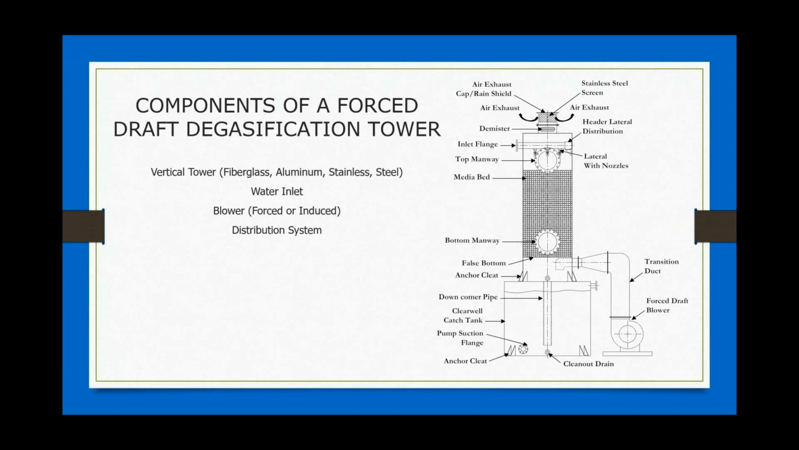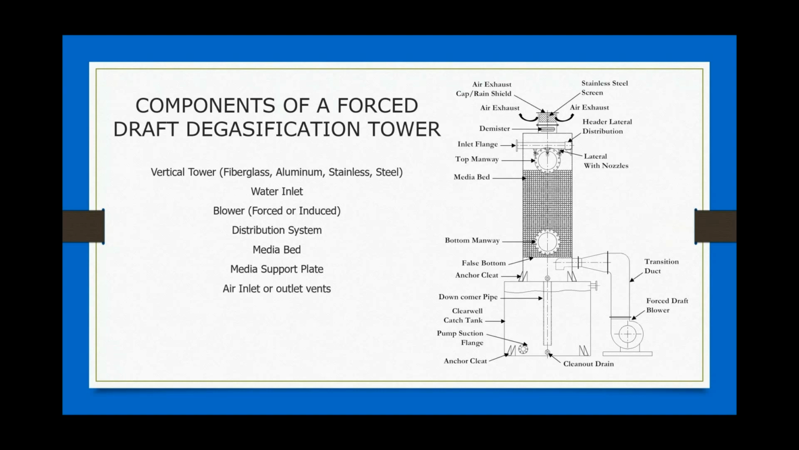This one's shown as a heterolateral distribution system. The media bed, that's in between the top of the false bottom location and up towards the distributor. The media support plate, another key element. Again, it not only holds the media, but also allows air and channels airflow through the media.